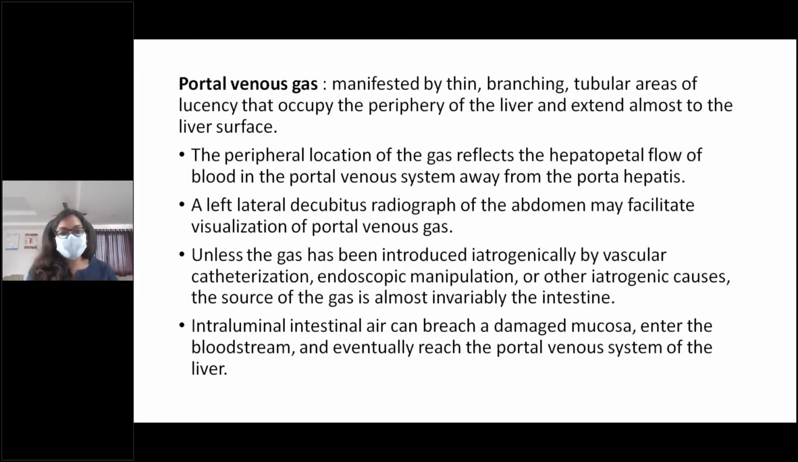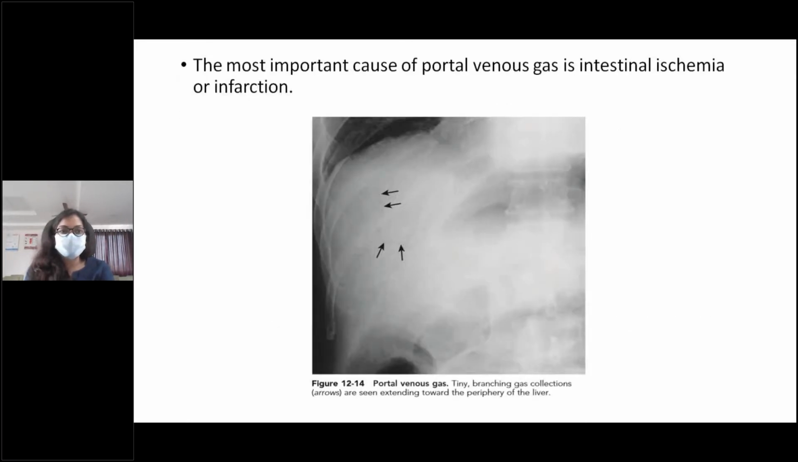Unless the gas has been introduced iatrogenically by vascular catheterization, endoscopic manipulation, or other iatrogenic causes, the source of the gas is almost invariably the intestine. Intraluminal intestinal gas can breach a damaged mucosa, enter the bloodstream, and eventually reach the portal venous system of the liver. The most important cause of the portal venous gas is infarction and ischemia.